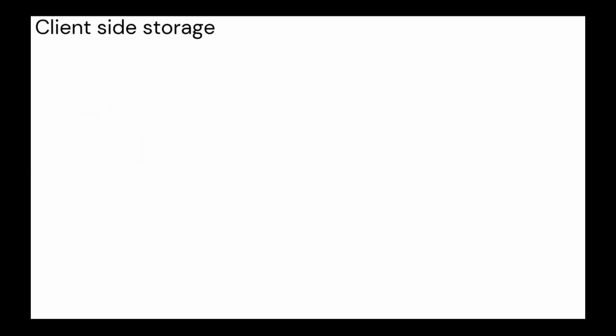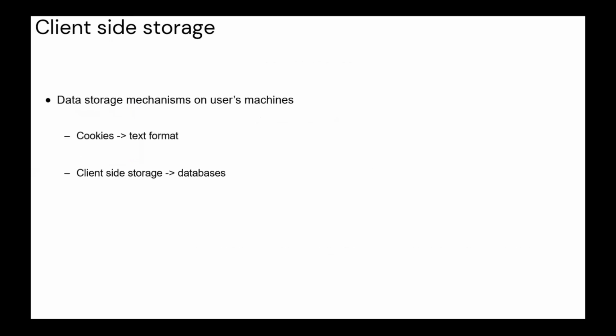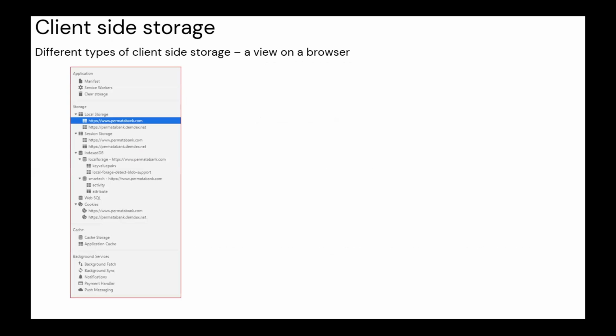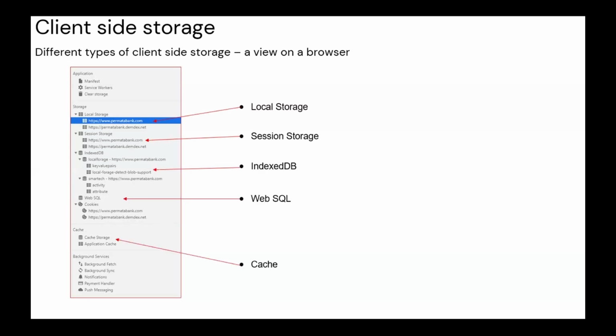There are several types of client-side storage. One type is the data storage mechanisms on users' machines in the form of text format, which are cookies. And then there are databases on the client-side storage. They are all visible on your browser. This is a screenshot from Google developer tools, and this is what local storage looks like. This is session storage. This is IndexedDB. This is WebSQL. This is cache, along with cookies. From what I understand, WebSQL has now been deprecated. It is no longer used, but if some developers use it, hey, I'm not responsible for it.